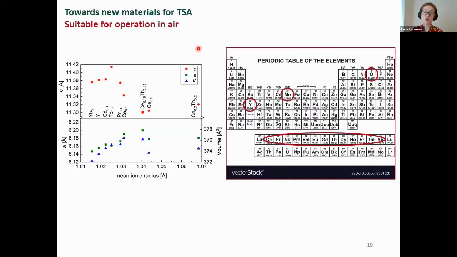Because so far, I showed you that those materials can oxidize and reduce in oxygen. But what about air? So in my studies, I was trying many different combinations. Today I want to show you the combination of cerium and terbium materials.